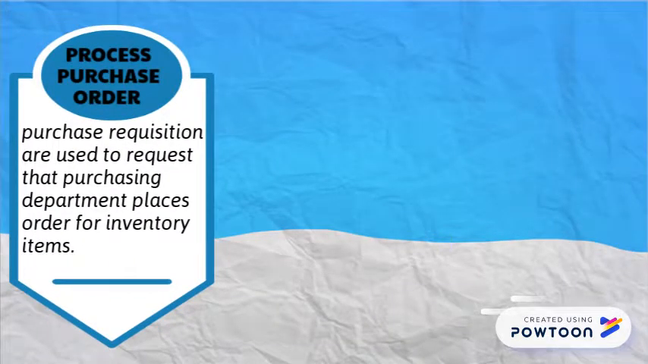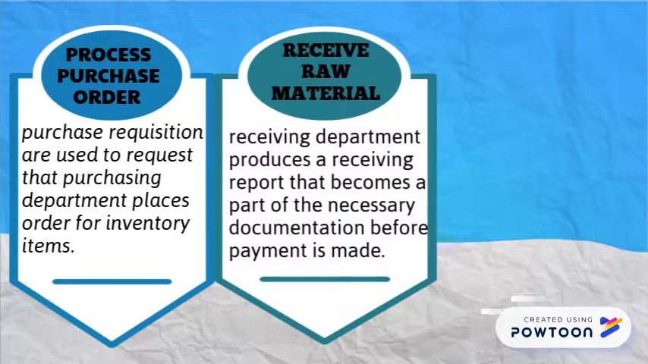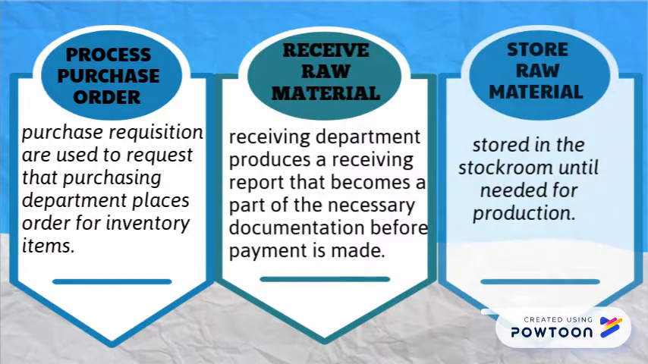Process purchase order. Purchase requisitions are used to request that purchasing department place order for inventory items. Receive raw materials. Receiving department produce a receiving report that becomes a part of the necessary documentation before payment is made. Store raw material. Store in the stockroom until needed for production.